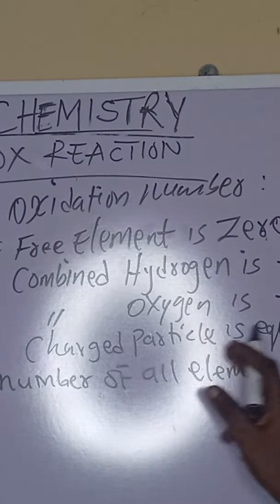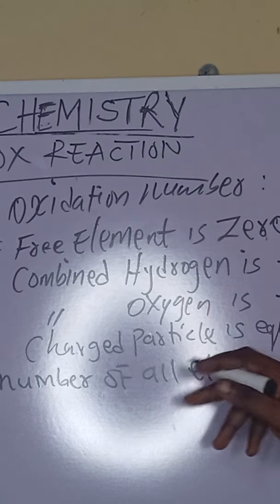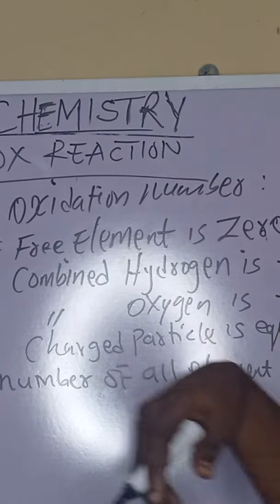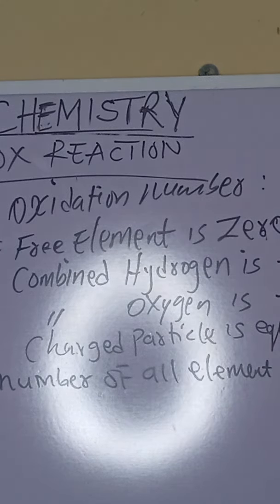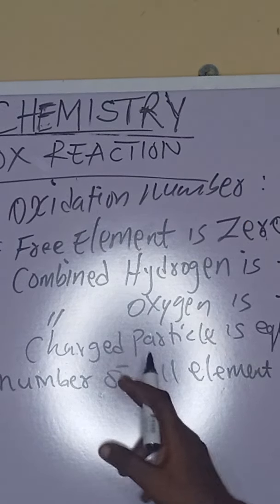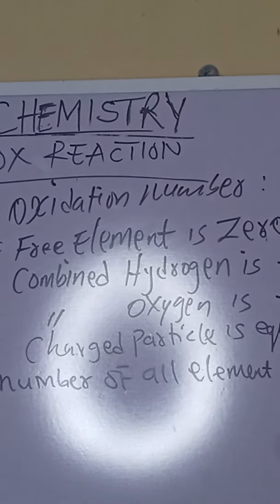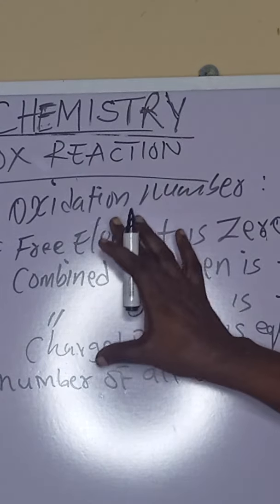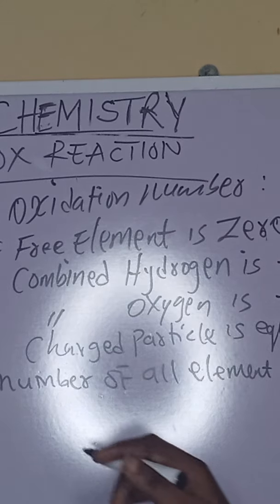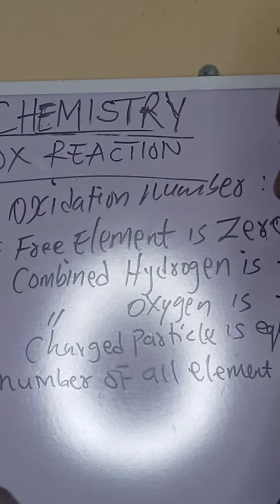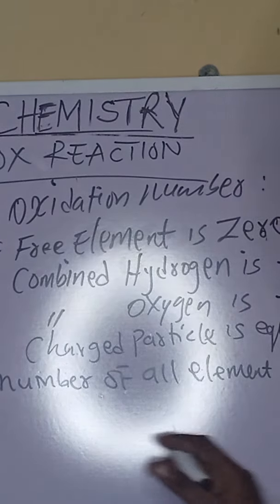That of a charged particle is equal to the charge on it. So any charge you see on a species is equal to the charge on it. The sum of the oxidation numbers of every element in a compound is always equal to zero. So with these rules, you can identify or determine whether a reaction is redox.